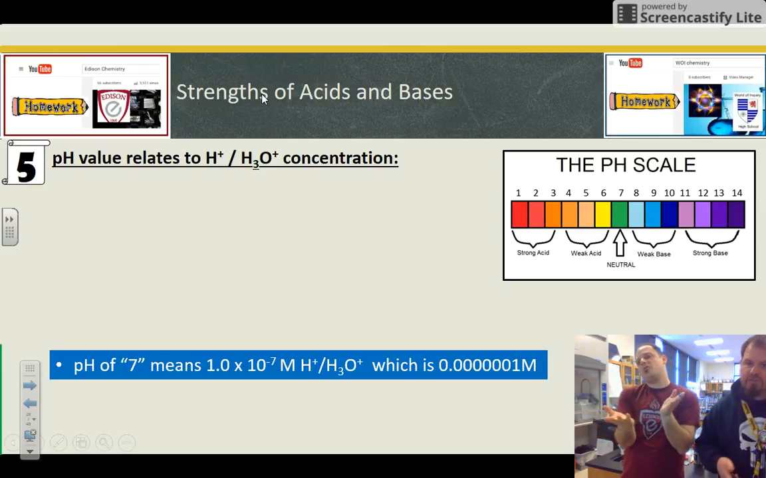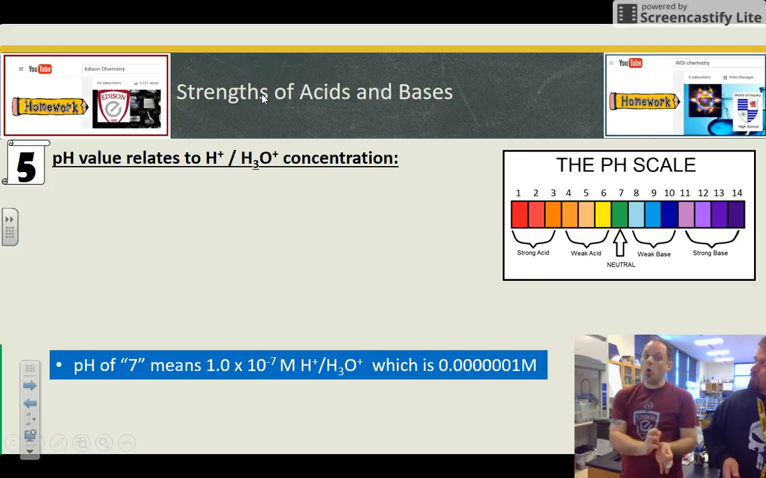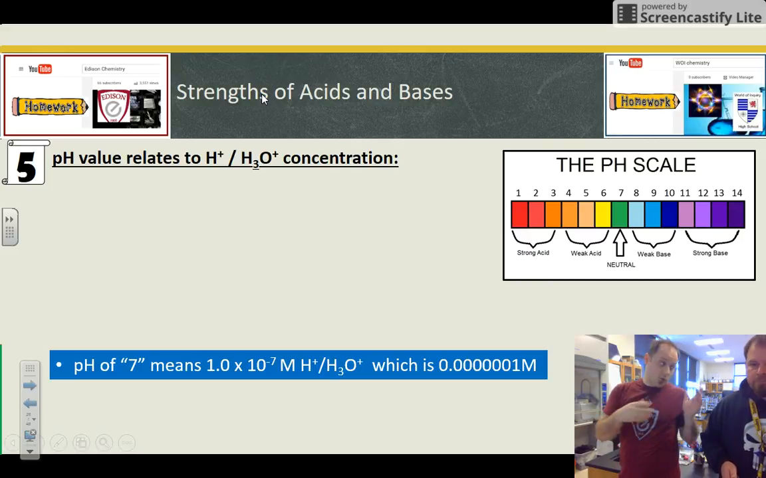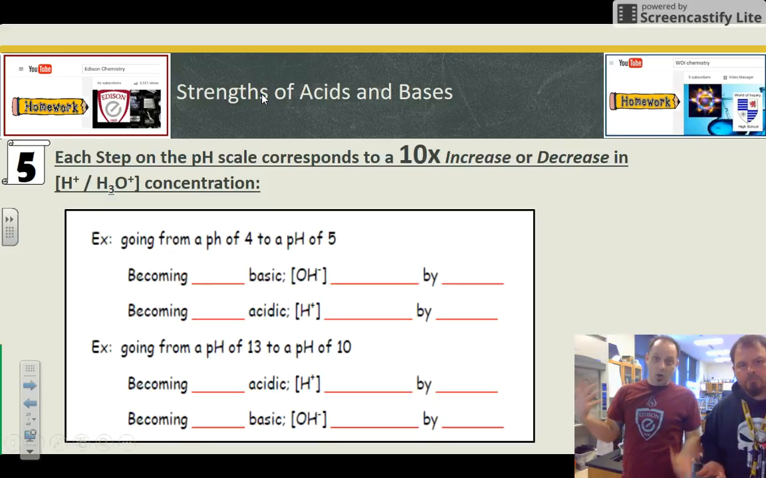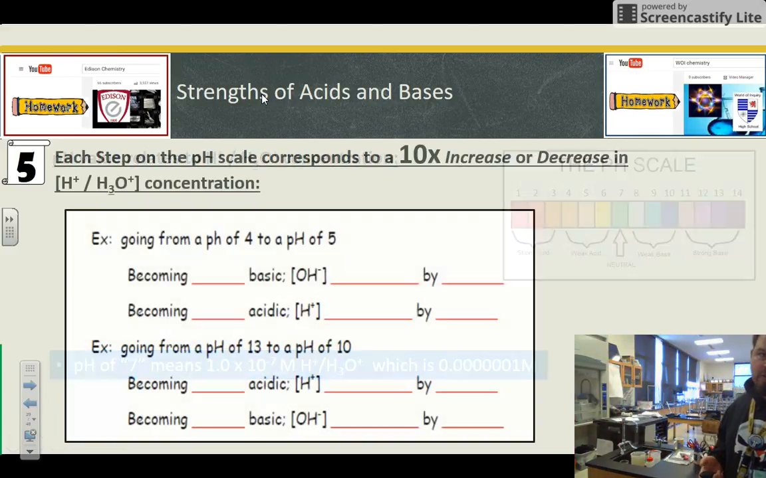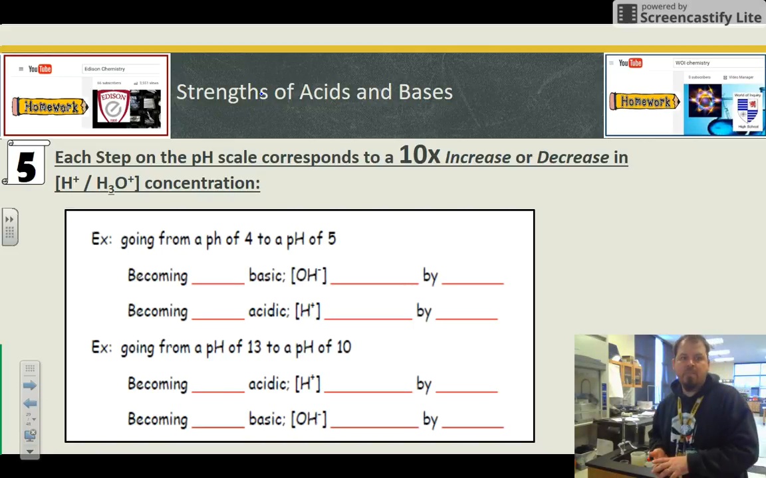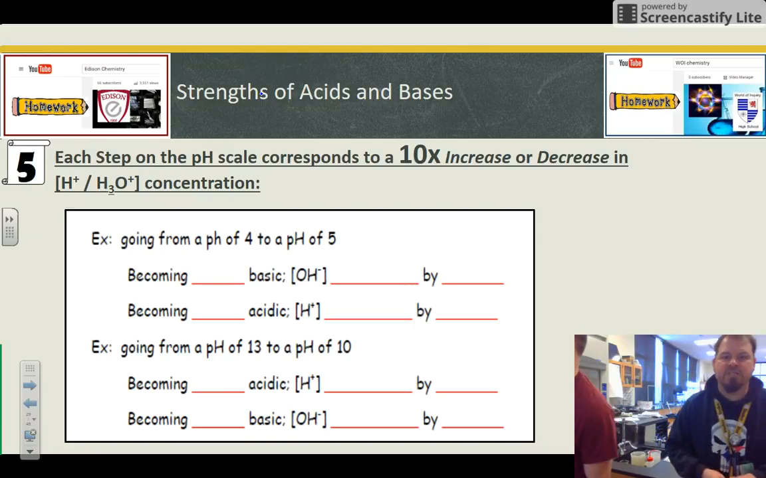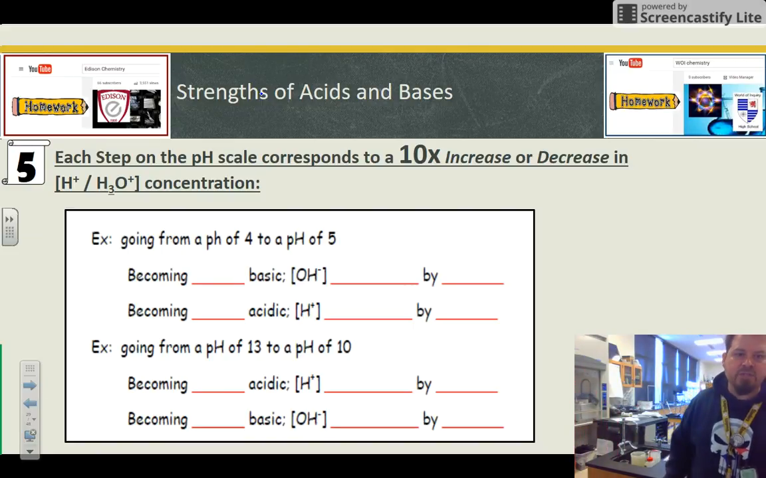So that's why a pH of 14 specifically means very low H plus concentration, which, as we know, means very high OH negative concentration. We are not going to get into pOH. That's AP Chem. Notice this 10 times increase. It's big because that's what happens. So let's talk this through.